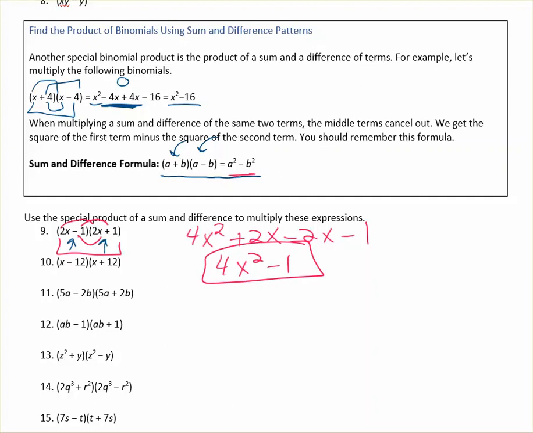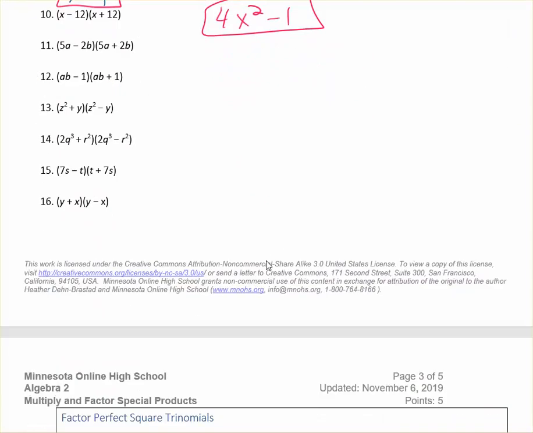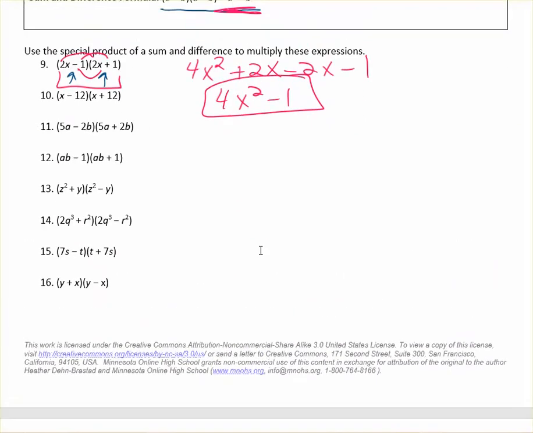Or you can use the formula, which might get you there a little bit quicker. Note that in the formula, the answer will always have a minus sign. Always. And you can practice doing these problems either with FOIL or using the formula. Be careful that when you square something like number 14, if I'm going to use the formula for this, first I make sure that I can use the formula.